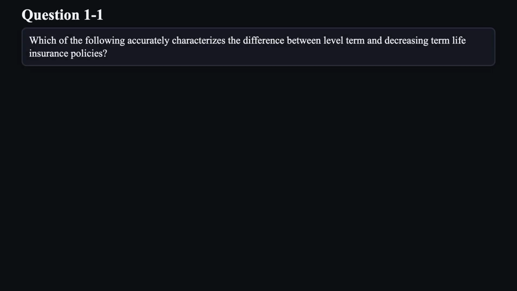I'll read each question and its choices. Let's get started. Question 1. Which of the following accurately characterizes the difference between level term and decreasing term life insurance policies?